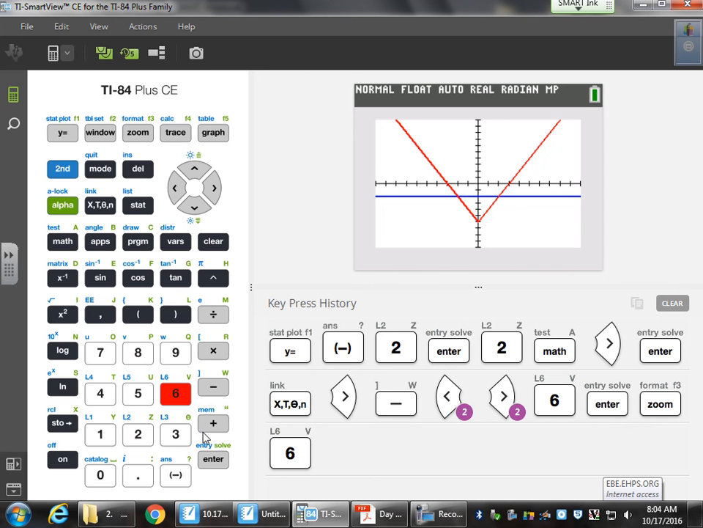We should get that. Can I see? I gotta clear my other graph. Yeah. Invalid dimensions.